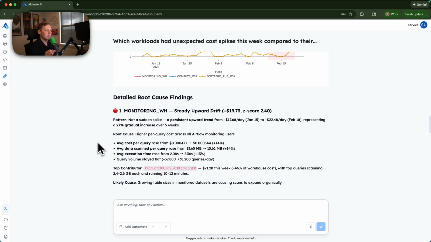And then it has a top contributor as well. So it's telling us who the top contributor is to this finding, which is this production Gov Airflow user, which tells us it's $71 this week, which is 46% of that warehouse cost. And then it gives us a likely cause of growing table sizes and monitor data sets causing scans to expand organically. So again, there's probably nothing super wrong there, but there's just something we could potentially clean up, which we're going to give you some recommendations.